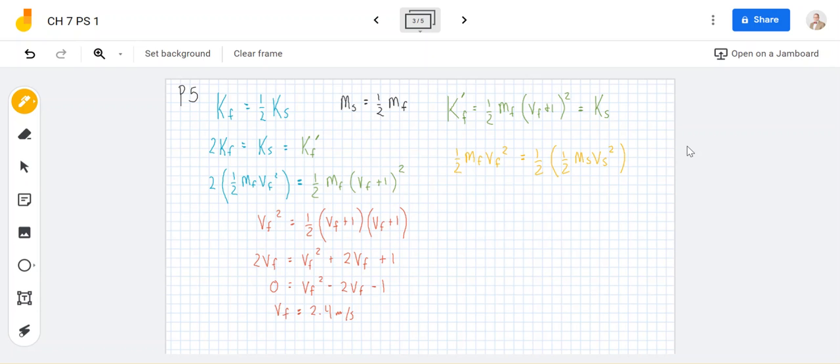Okay, so this is an algebra problem now. We're going to need this piece of information right here, that the mass of the son is 1/2 the mass of the father. So I can plug that in on either side. Because it says mass of the son, I'm going to plug that in here. So 1/2 of a half is a fourth. Now I'm going to make the substitution here. Mass of the son is 1/2 the mass of the father.